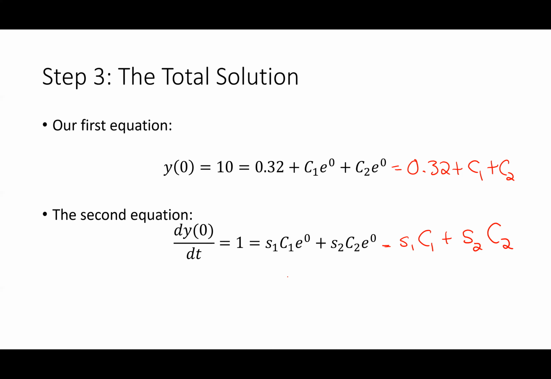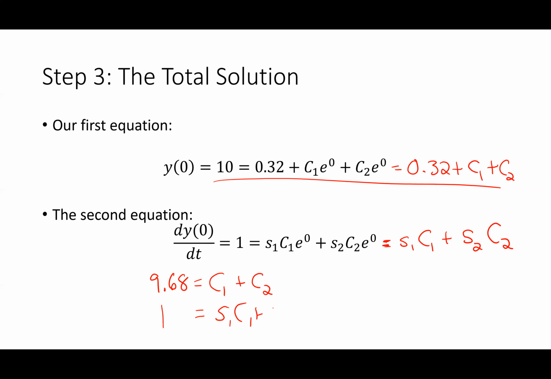So how would I set this up in matrix form? Get my unknowns onto one side. This guy's problematic for me here, so what do I gotta do with him? Subtract 0.32 from both sides. I get 9.68 equal to C1 plus C2. And then this guy is cool with me already. I have 1 equals S1 C1 plus S2 C2.